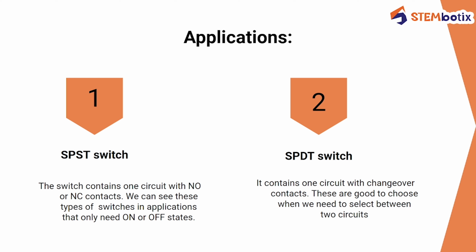While SPDT, meaning single pole double throw switches, contain one circuit with changeover contacts, meaning it has more than one path for current to flow through. These are good to choose when we need to select between any two circuits.